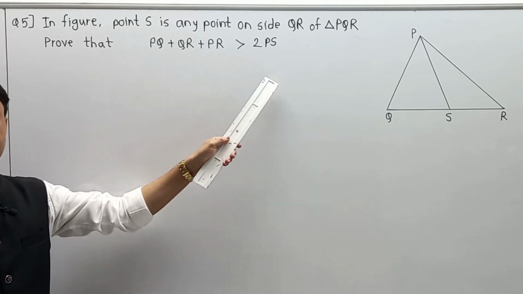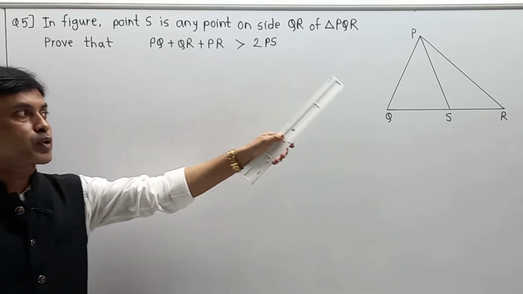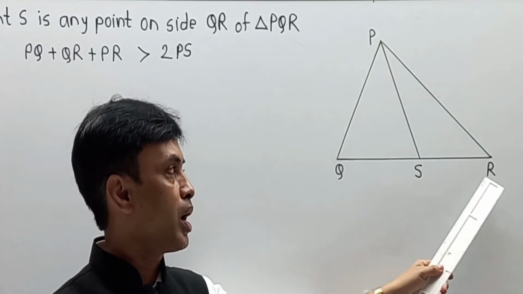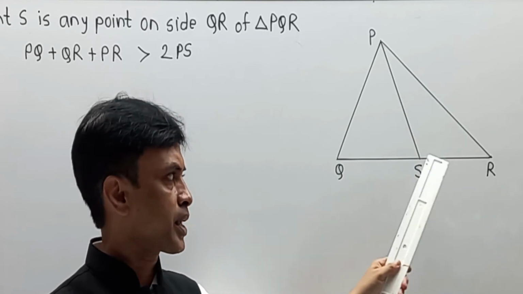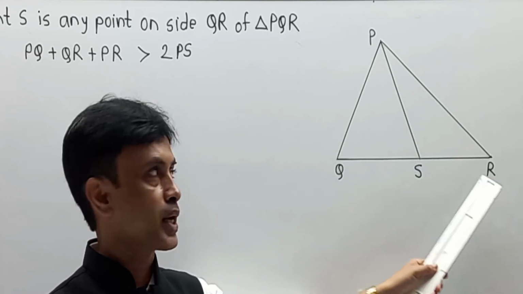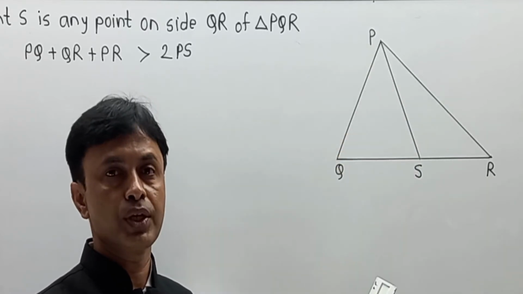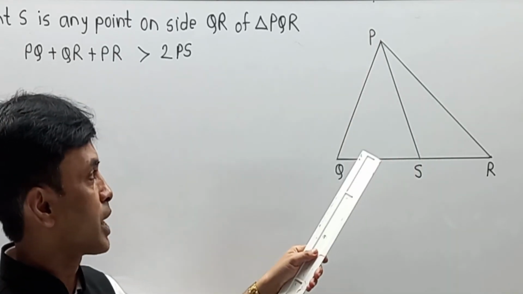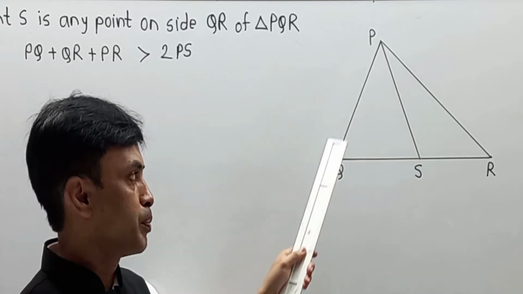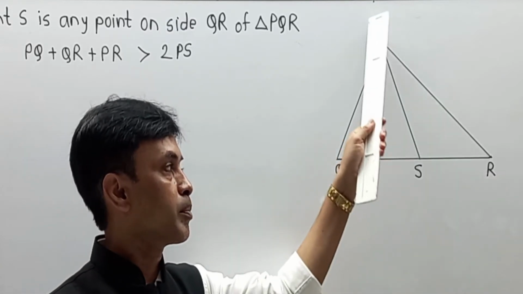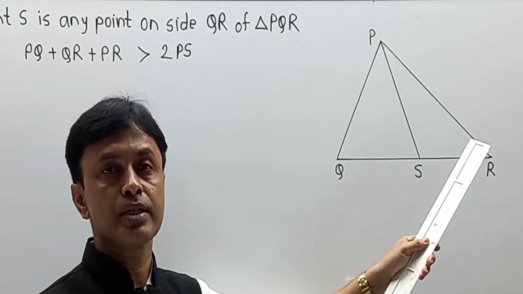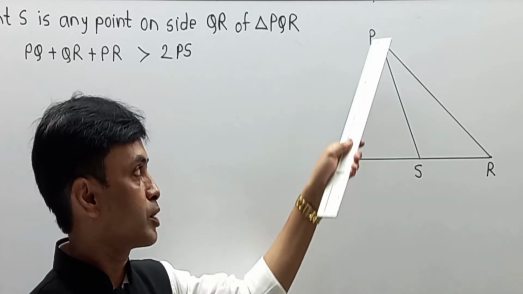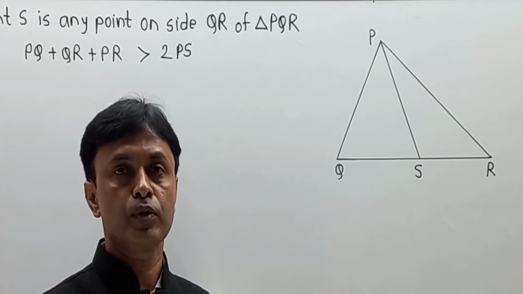Now what does this question indicate? We are going to observe all the part from the diagram point of view. They have given triangle PQR. S is any point on QR and they have joined PS over here. Now according to this diagram, we have to prove that PQ plus QR plus PR, the sum of all three sides of a triangle, is greater than 2 times of PS. That we have to prove.